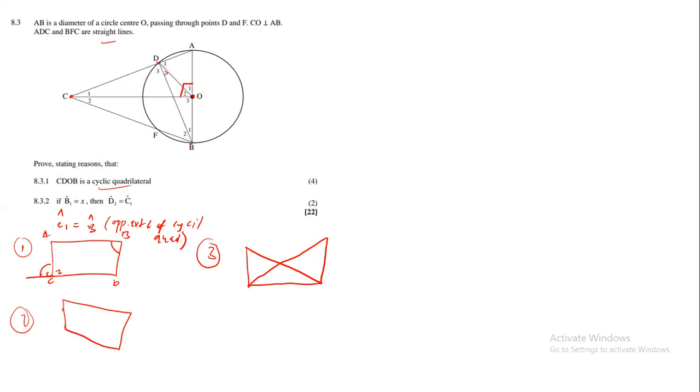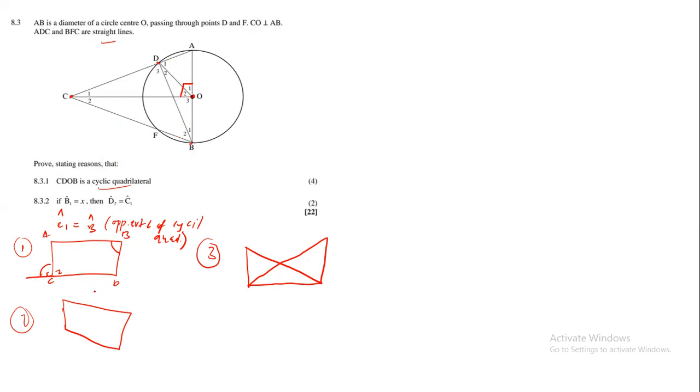Okay, I have D1, and the opposite angle to D1 is going to be this angle over here. But I do not know the magnitude of this angle. I do not know the magnitude of that angle. Only if I know this is 40, for example, then I can say this is a cyclic quadrilateral. Okay, that's the first condition.